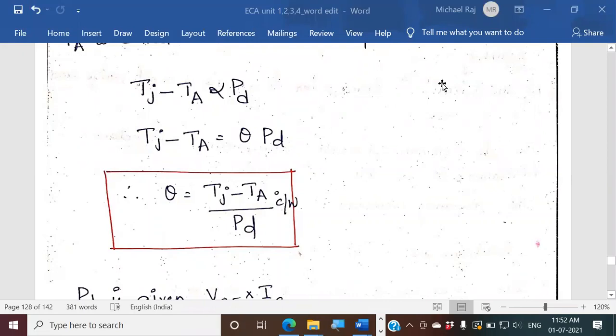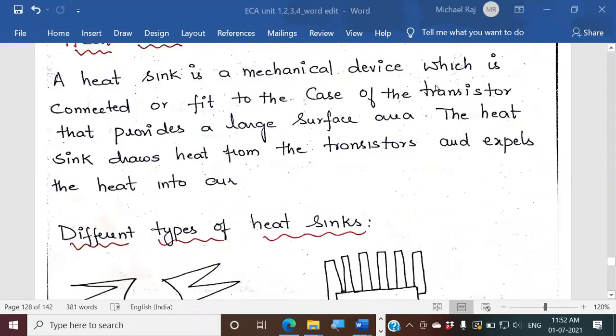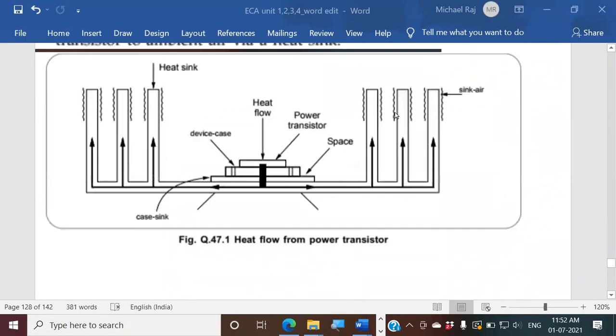Again, I am repeating. Let us see this heat sink. We have the transistor, and to the transistor we have the case, and onto the case we are attaching the heat sink. The shape is like this so that we have more surface area. If you put it like this, the surface area is more, and the heat can be easily thrown out to the surroundings.